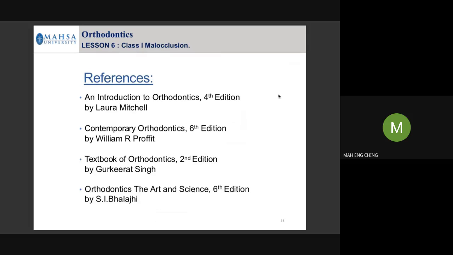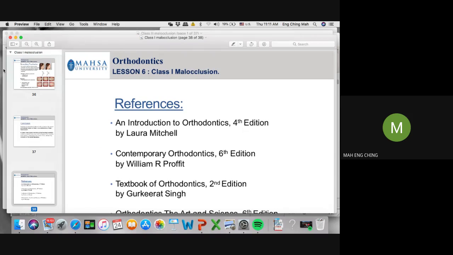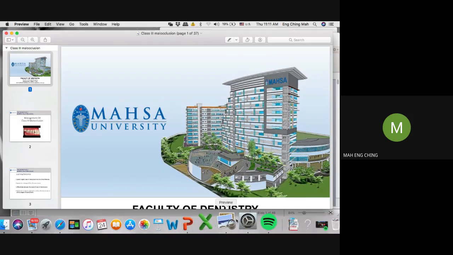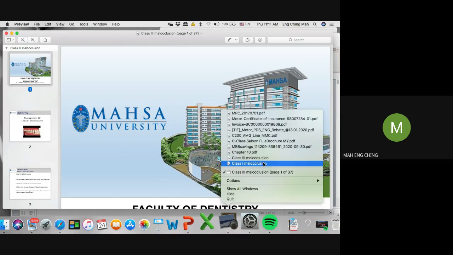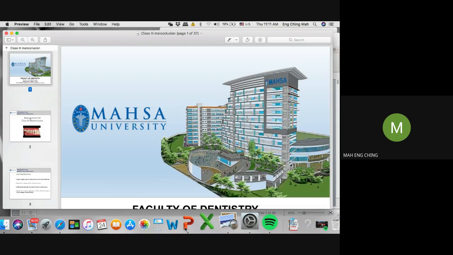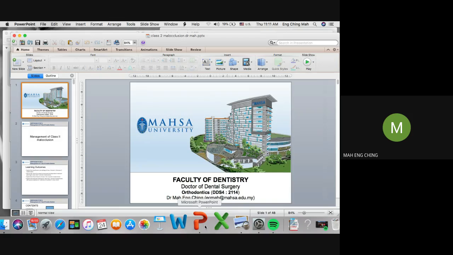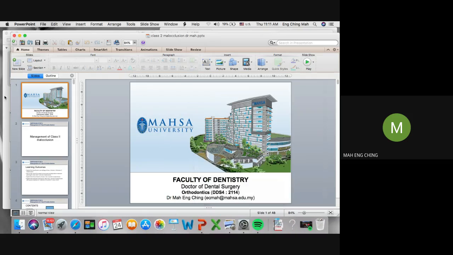Okay, we have finished class 1 malocclusion. Any questions? No? Then we go to class 2 malocclusion. For class 2 malocclusion, I think we just had a lecture before, so maybe we just go through it quickly.